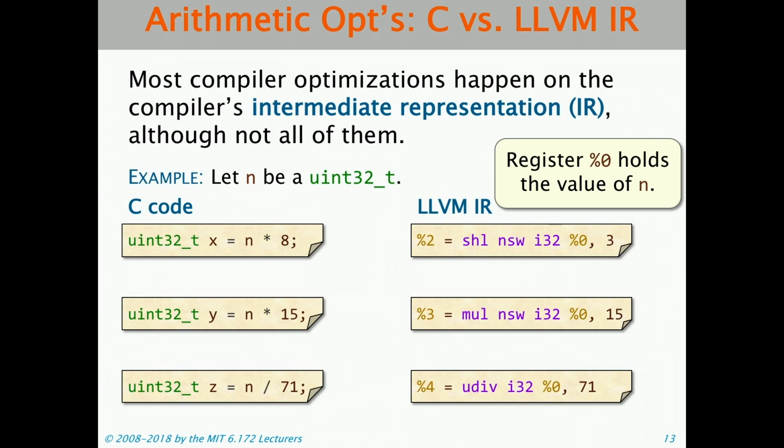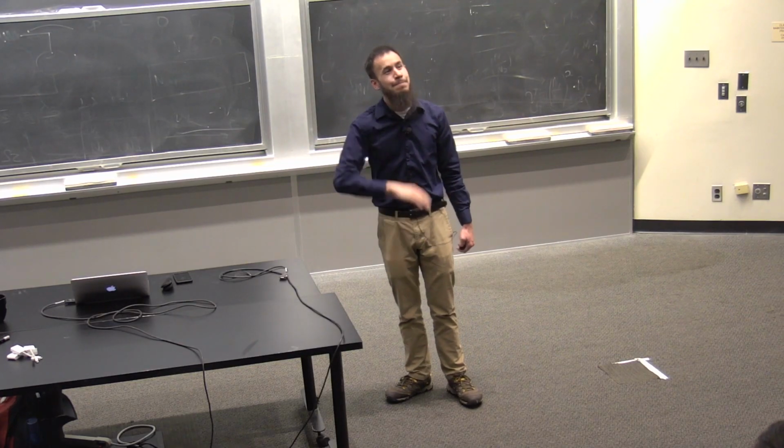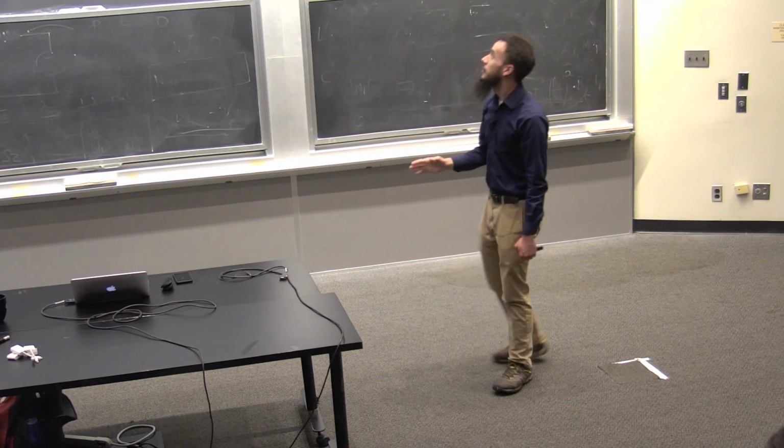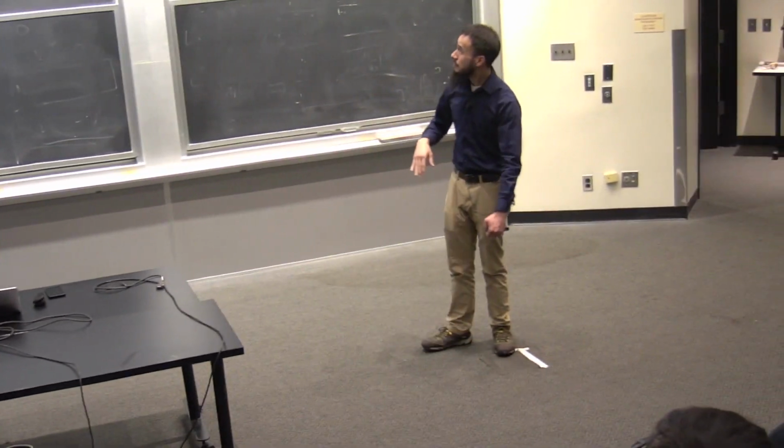Now, if you want to follow along with how the compiler works, the good news is, by and large, you can take a look at the LLVM IR to see what happens as the compiler processes your code. You don't need to look at the assembly. That's generally true, but there are some exceptions.